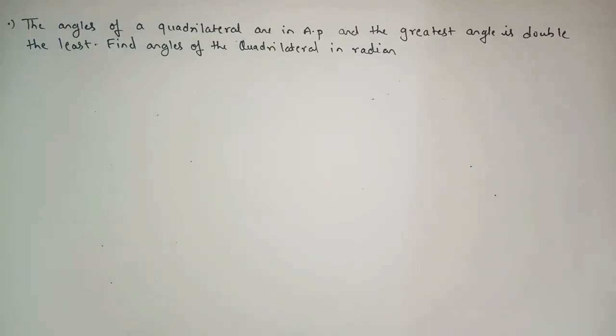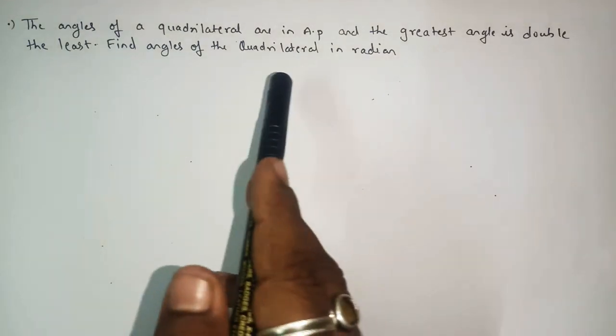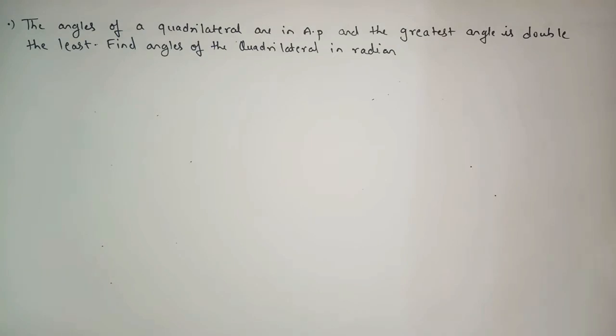As in the last lecture we had seen one sum based on how to find the answer when the angles of the triangles are in AP. Now in this video we'll see how to find the angles of the quadrilateral when the angles of the quadrilateral are in AP.